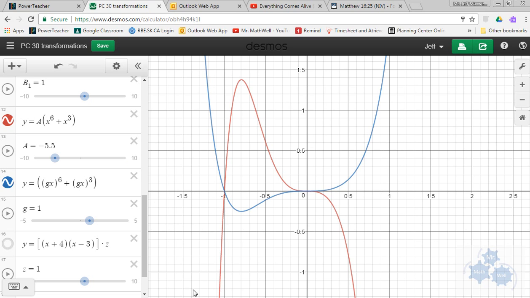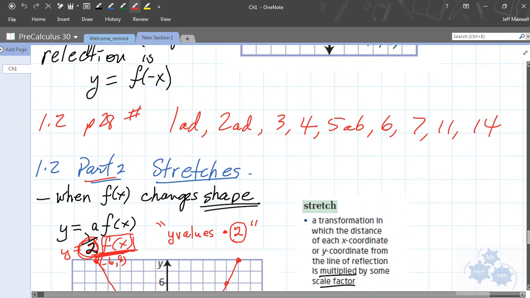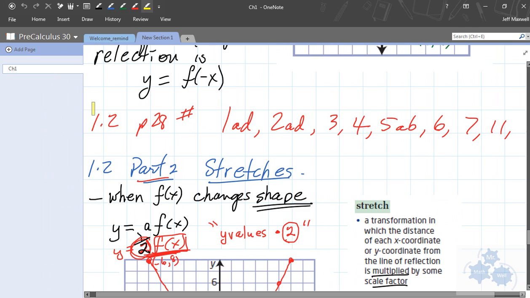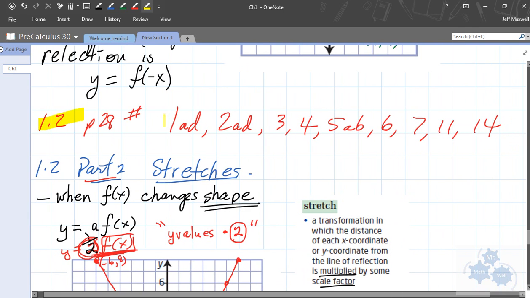All right, so if we go back to the notes here, the homework that I gave you last day, you'll be able to complete all of that now, so please go ahead and do that. 1.2, page 28, you can complete all of these. That would be awesome.